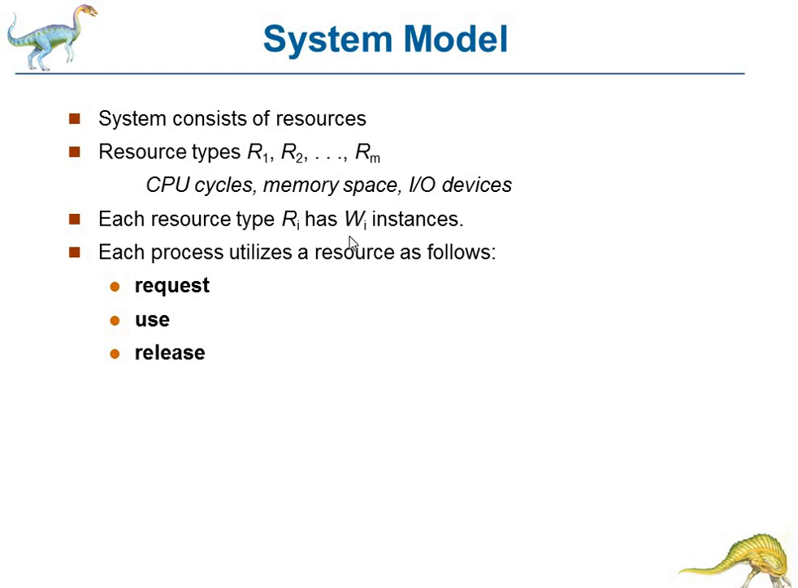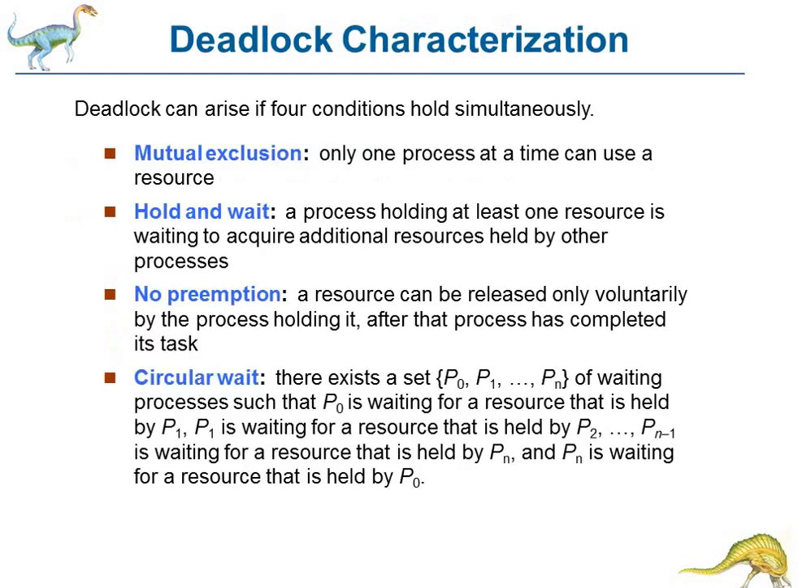A process in an operating system uses resources in the following way. Request the resource, use the resource. First, each process requests the resource and uses the resource. Then, after finishing the task, it releases the resource. This is the way processes utilize resources.